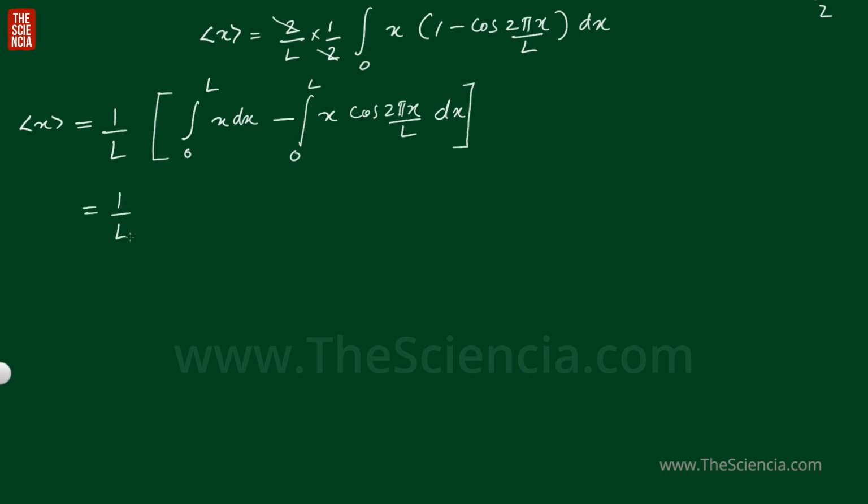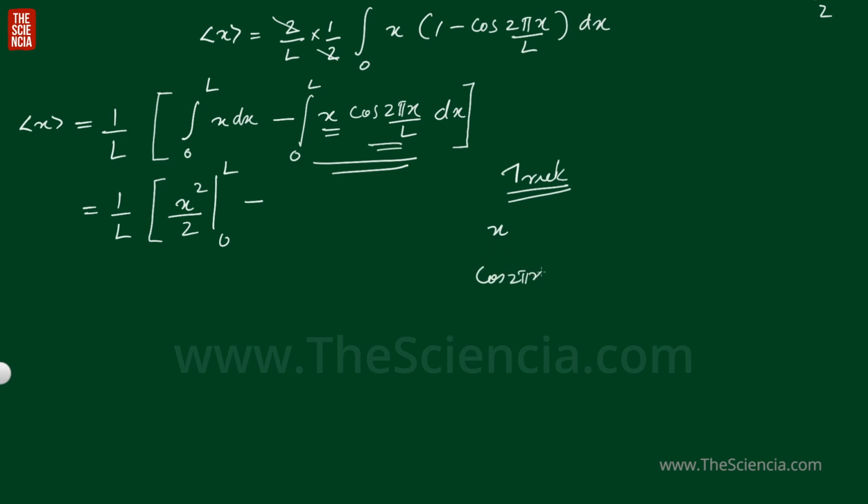Okay, so here what do we get? We get 1 by L into the integral of x, which is x square by 2, with limit 0 to L, minus the integral of this term. Here this integration is a little difficult, so I will tell you a trick to solve this kind of integral. What is the first term? That is x. I am writing this x value here, and the second term is cos 2 pi x by L. I am writing it here.